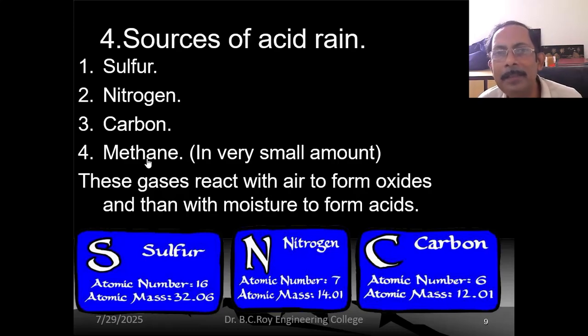Now, sources of acid rain: sulfur, nitrogen, and carbon and methane. These are major sources. Sulfur produces sulfuric acid, nitrogen with air produces nitric acid, and carbon produces carbonic acid. Okay, and when these types of acids mix with water, they form acid rain.